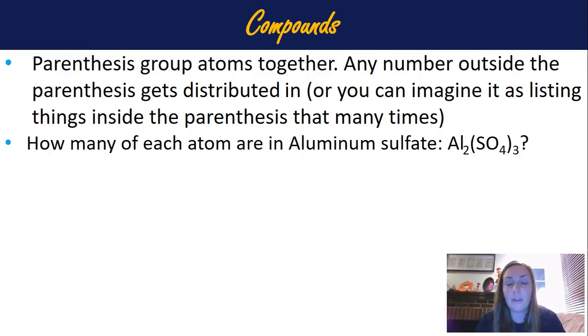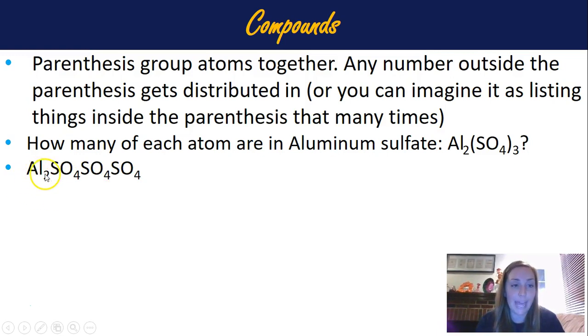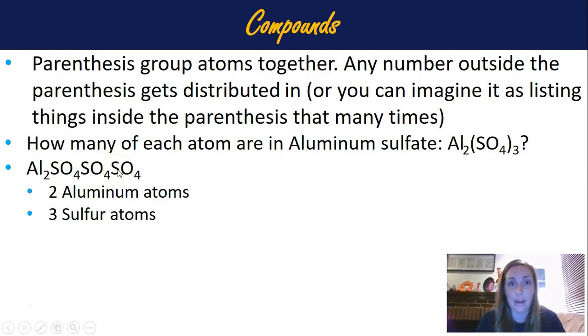So aluminum sulfate is Al2(SO4)3. So this 3 means I have 3 SO4s. So sometimes it helps to think of it like this: Al2, SO4, SO4, SO4. So now I can clearly see my first element is aluminum, Al, and I have 2 of them. Sulfur, I have here, here, and here. Each of them are 1 because you look after the S, there's no number. So you assume 1. So I've got 1 here, 1 here, 1 here, totaling 3 sulfur atoms.